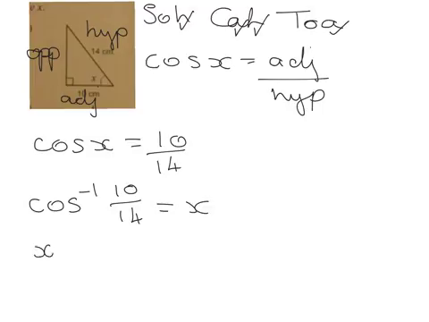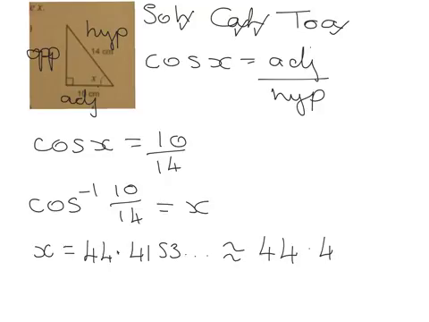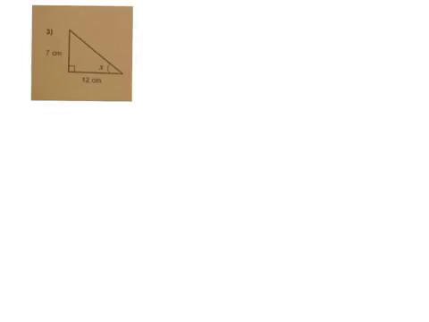So my angle x is equal to 44.4153, round to 2 decimal places, we're going to have 44.42 degrees. Done. Yet again, name our sides, find the right angle, straight across from it, hypotenuse.